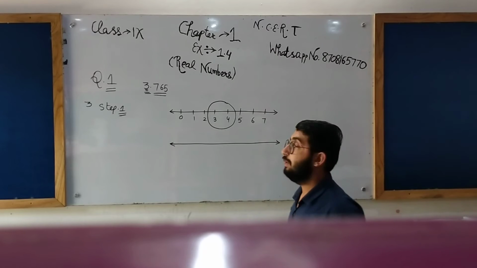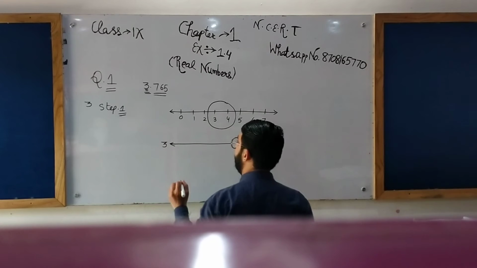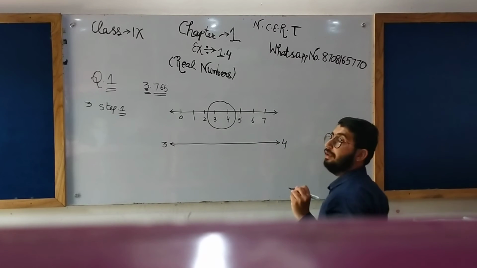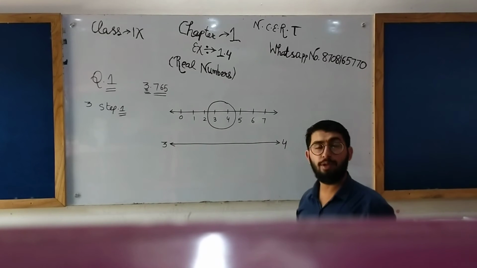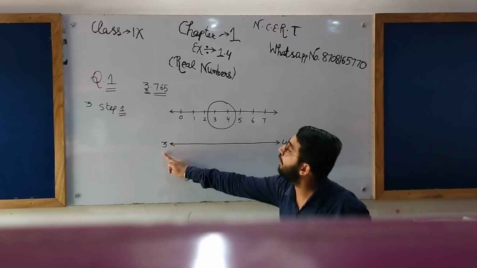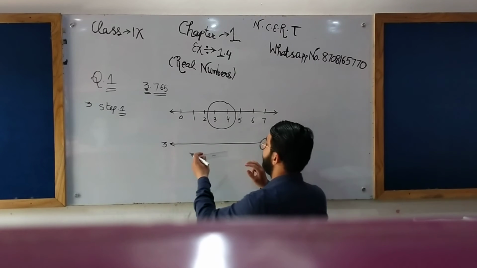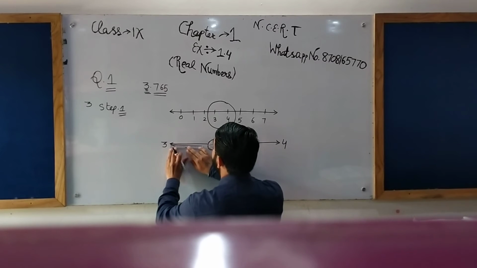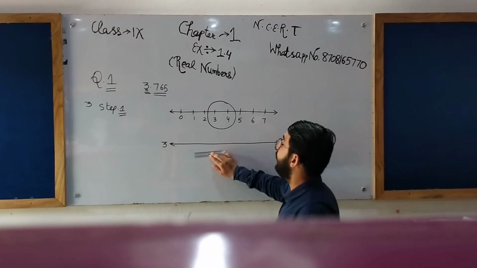Step 2. Take this 3 and write it on the left-hand side, and write this 4 at the right point. Okay, I have written 3 at the left point and 4 at the right point. Using this scale, you will have to start from 3, keeping 0 at the 3.